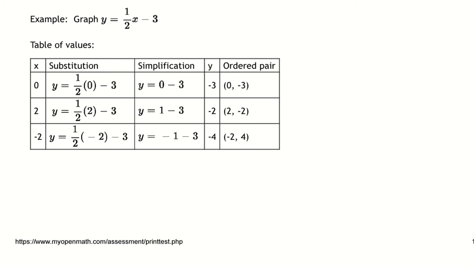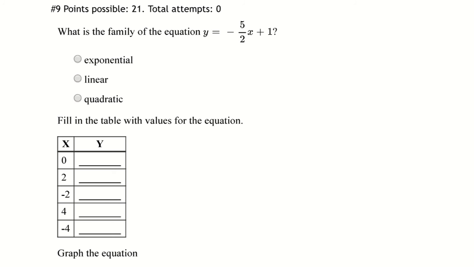So one way to graph is using tables. Tables are a great way to start graphing if you're not familiar with formulas. Another way is to use slope-intercept form if you're dealing with linear equations. So let's look at one of each type. This one is linear. I know that because there are no powers.